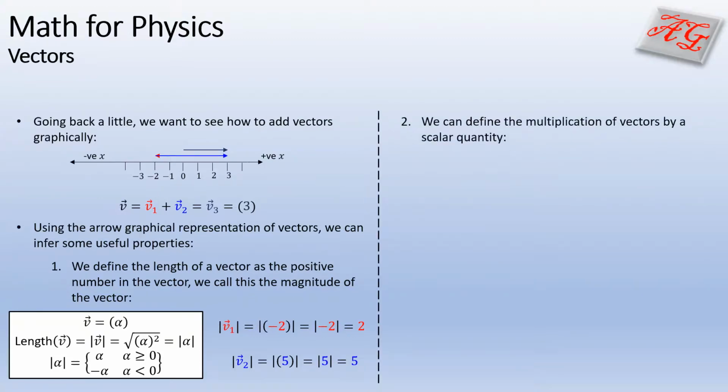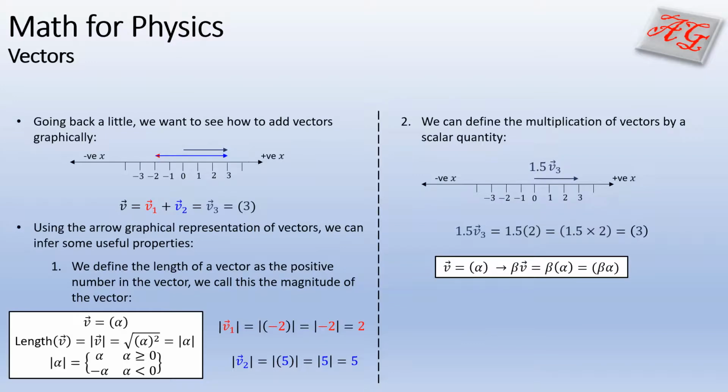We can infer how to multiply vectors by a scalar quantity. If we have a vector v3 that has length of 2, and we multiply the vector by 1.5, the vector will increase its length by 1.5 in the direction the vector is pointing towards. If the number had been negative, it would have reversed the arrow. So we conclude that when multiplying the vector by a scalar, it is just a matter of multiplying the number in parentheses.